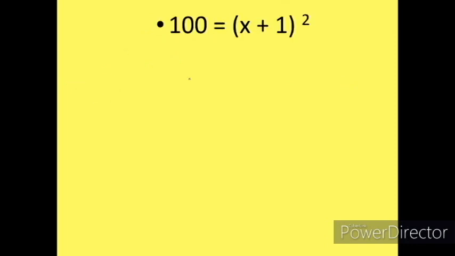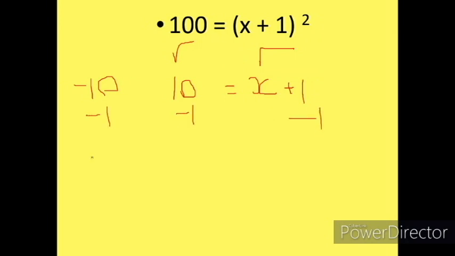Right, now this one is, again, nice, just a bit different. We would start with what's furthest away from the x, which is the squared. So I need to square root both sides. So I've got minus 10, or I've got 10, and that has to equal x plus 1. But obviously we want to know what x is, so I need to minus 1 from both sides. So I've got minus 11, or I've got 9, which equals x. And if you don't believe me, substitute minus 11 into the equation, see what you get. Substitute 9 into the equation, see what you get. In both situations, you should get 100.